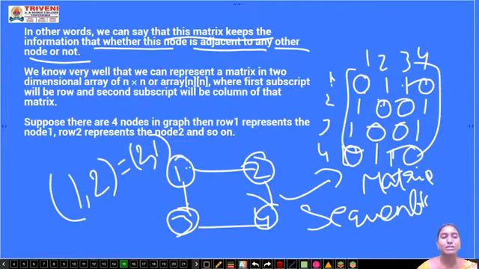We know very well that we can represent the matrix in 2-dimensional form, that is n by n, an array of n by n, where the first subscript will be the row and the second subscript will be the column. First subscript is the row, and this one is the column. Suppose there are 4 nodes in the graph. Row 1 represents the node 1, row 2 represents the node 2, and so on.